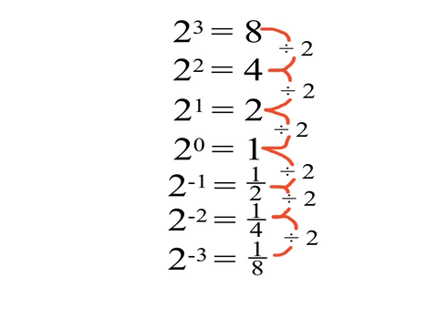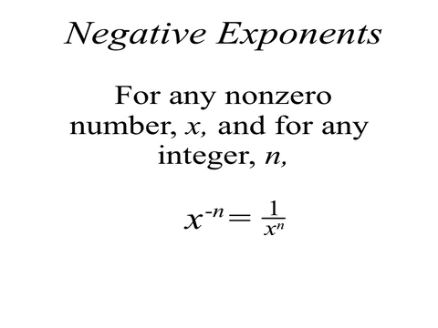Notice, the negative integers do not make the number a negative number, but the reciprocal of the same power if it were positive. And that brings us to this rule for negative exponents. For any non-zero number x and for any integer n, x to negative n, could also be read x to the opposite of n power, is equal to 1 over x to the n power. And if you know anything about reciprocals, you'll know that 1 over x to the n is the reciprocal of x to the n.